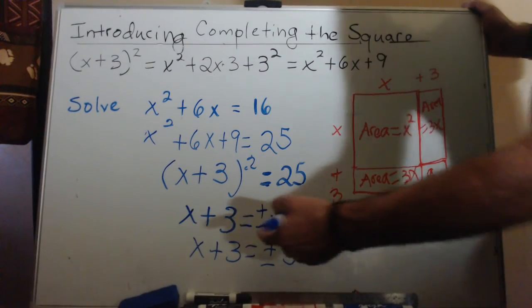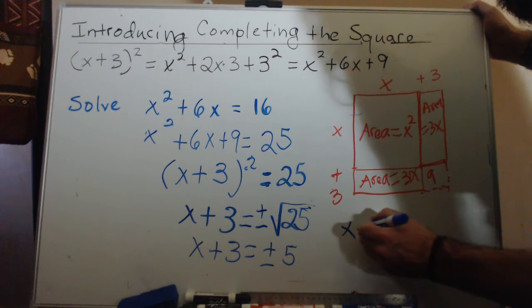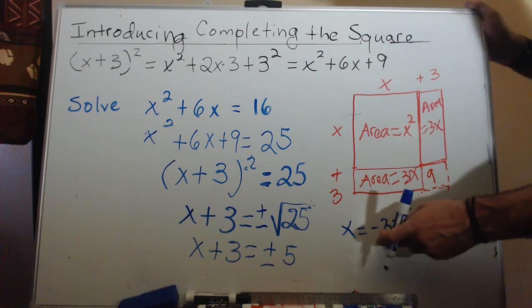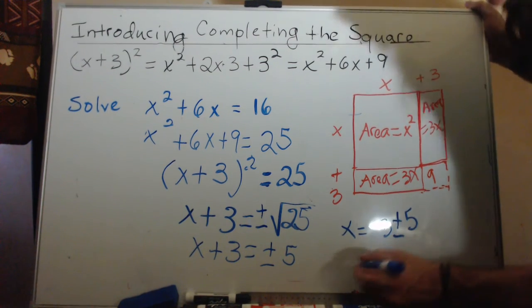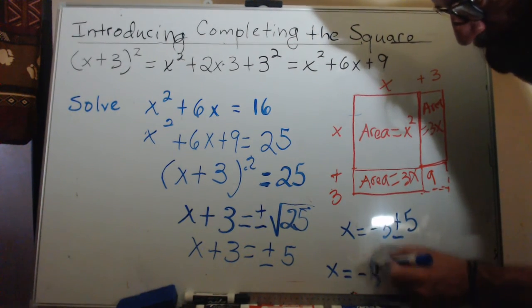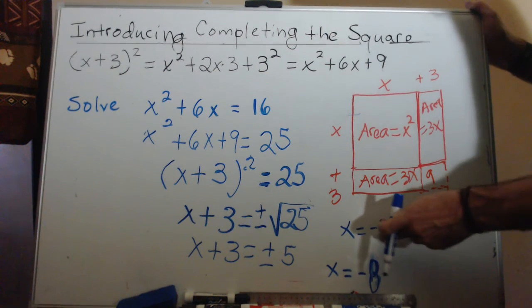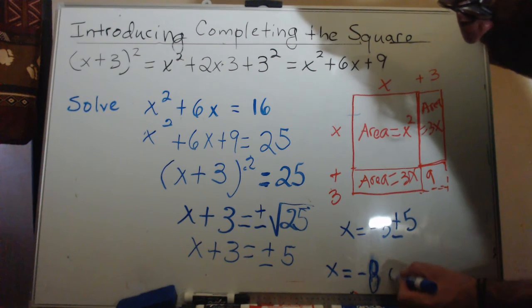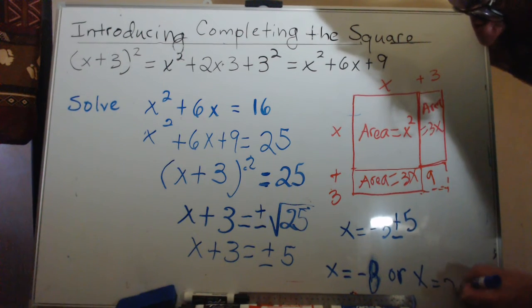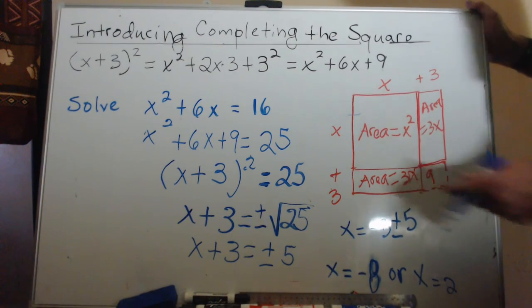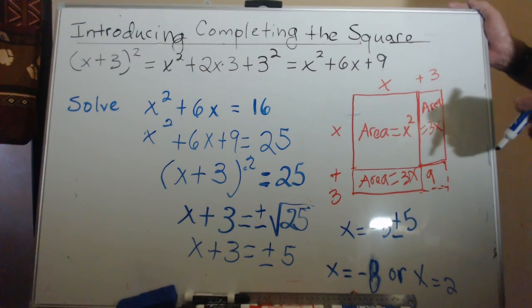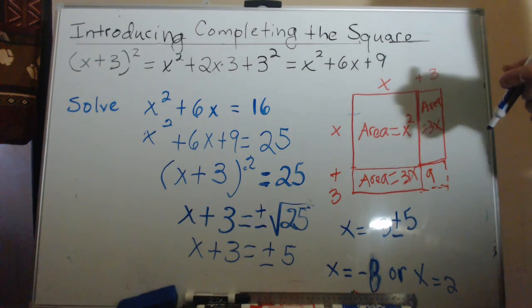We could isolate the x by subtracting 3. And then when you split that into the two cases, negative 3 minus 5 is negative 8. And then negative 3 plus 5 is positive 2. Feel free to go back and plug in each one of those everywhere where you saw x in the original equation one at a time, and you'll see that you're getting the left hand side is also equal to 16.